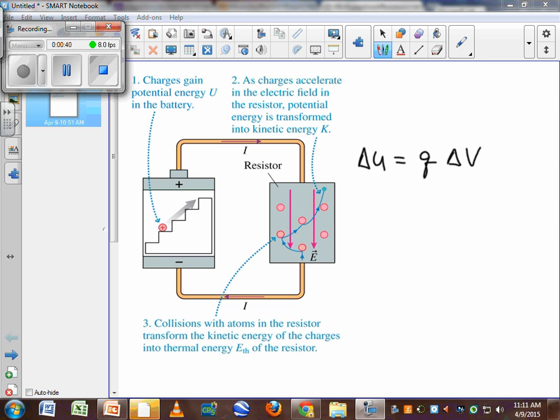And then what happens is, as the charge goes through the resistor, the resistor heats up and takes that energy out of the circuit. So the energy put in by the battery is equal to the energy taken out by the resistor or resistors.